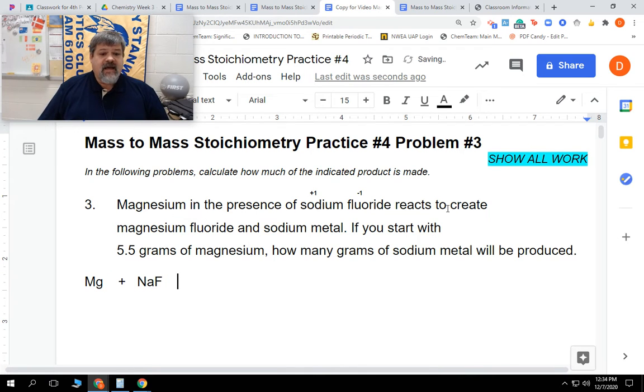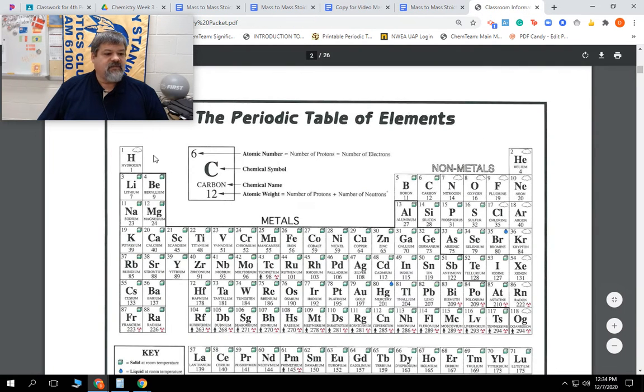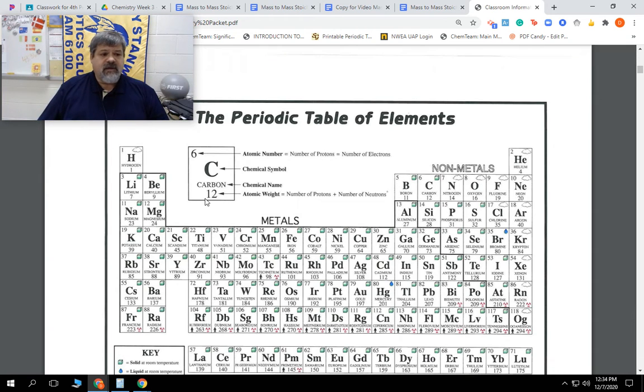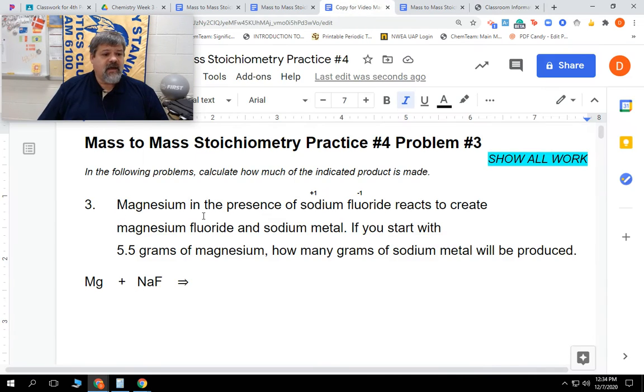Now, again, that's going to create magnesium fluoride. Now, for magnesium, we have to know what the charge of magnesium is. So let's go back to our periodic table. Magnesium's in column 2A. So that means it loses 2 electrons. So it's a +2. So let's go back to that, and we're going to put in right here a +2.